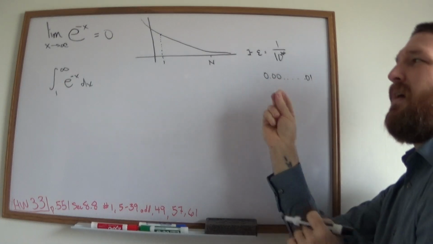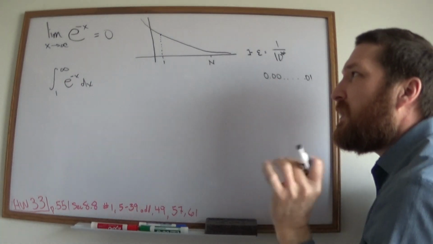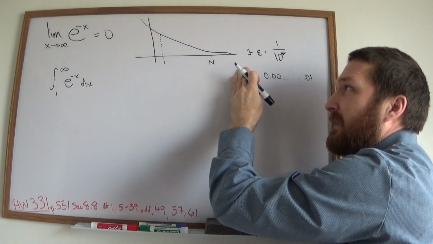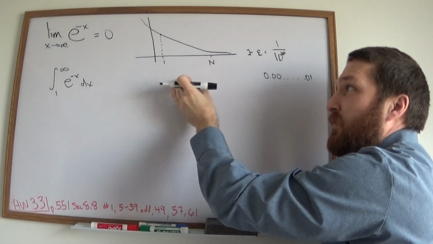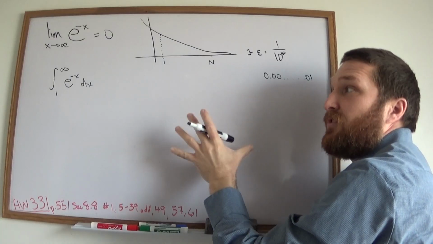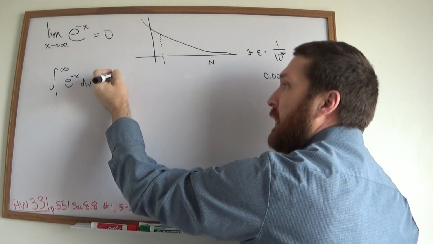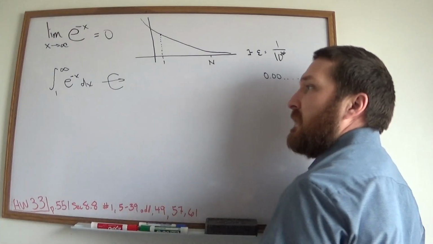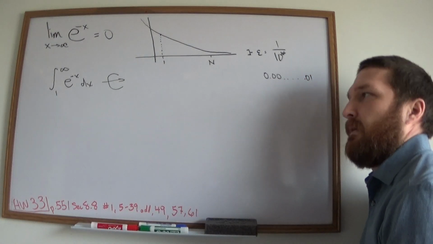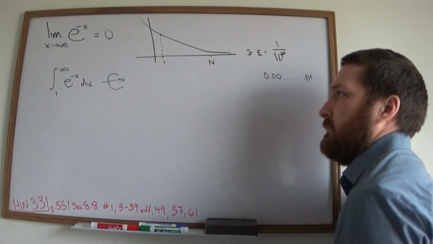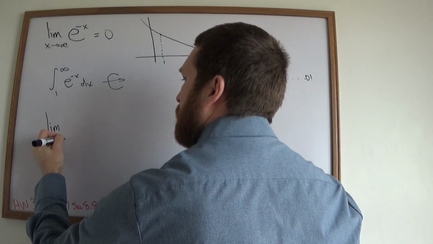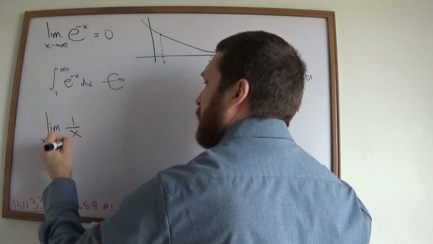Really small number. And if your intuition tells you that if you were to add up that total area, it's finite, that it converges, your intuition is correct. This does converge. We will talk about how we're going to compute this in just a minute. Okay, let's do one more. What is this? The limit as x goes to infinity of 1 over x.